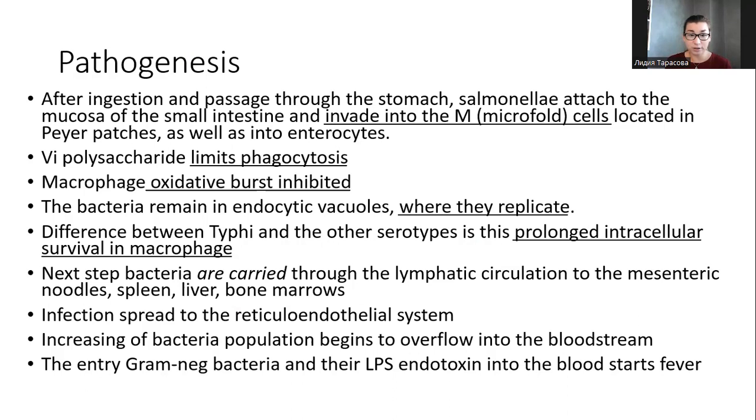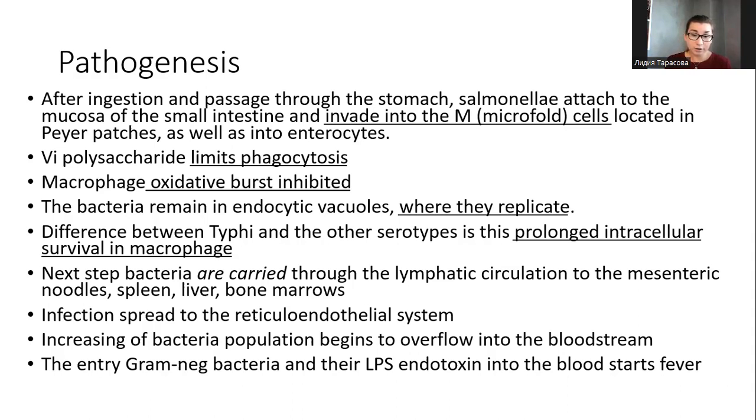Vi polysaccharide limits phagocytosis. So the phagocyte can't do its work, it can't kill bacteria, and the macrophage oxidative burst is inhibited. The macrophage must digest and destroy bacteria, but it can't because of Vi polysaccharide. The bacteria remain in endocytic vacuoles where they replicate, multiplying inside the macrophage. The difference between typhi and other serotypes is prolonged intracellular survival in macrophages. So in the case of typhi, Salmonella can live in the macrophage for a long time.